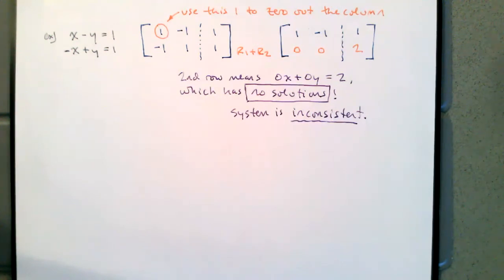Any questions? I have one. Yes. So do we always use row 2 to find the solution, or can we use row 1 as well?